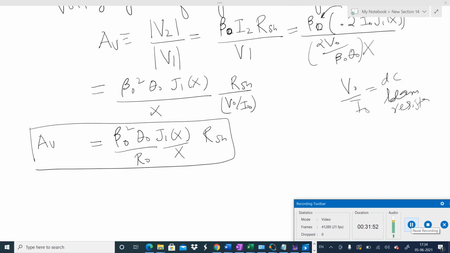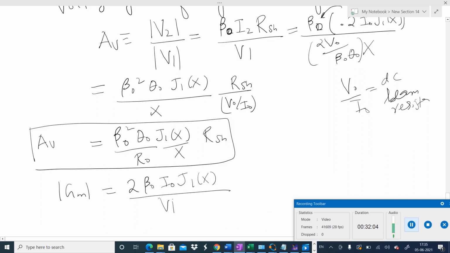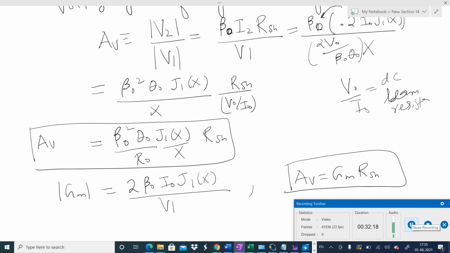Now if you compare it with this, Gm is twice beta naught I naught J1 of X divided by V1, and you substitute back the V1 value, it is very easy to see that AV is Gm times RSH. So these are the relations related to voltage gain.